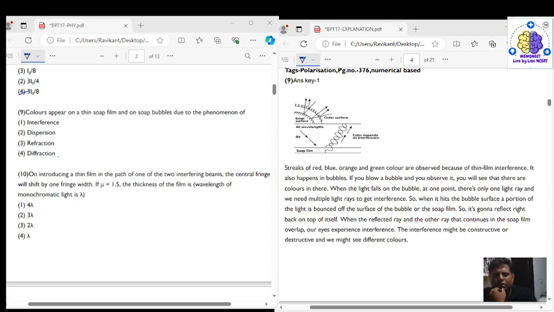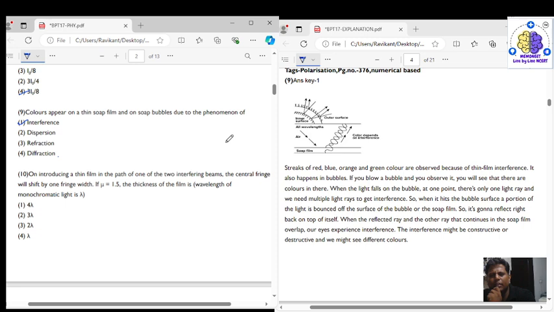So now let's see question number 9. Question number 9 says that the color appears on the thin soap film, as on a soap bubble, due to the phenomenon of... So it's basically interference, not dispersion, right?